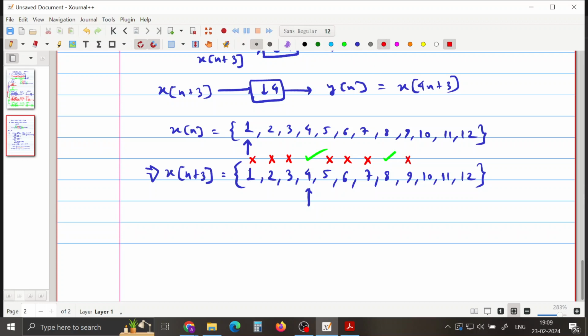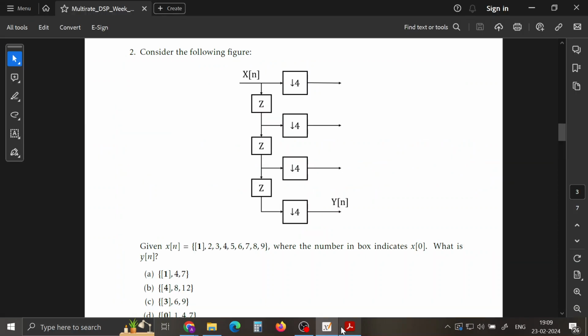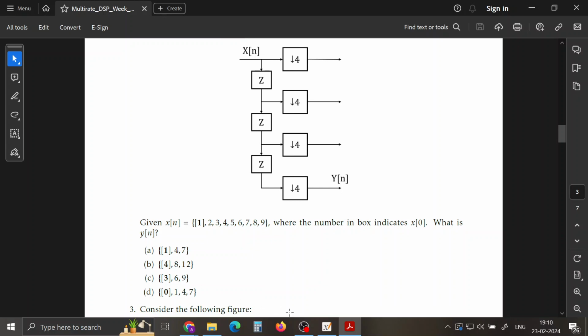Similarly, these 3 get discarded, and this is chosen. So what are we getting at y of n at the output? So y of n is 4, 8, and 12. Okay, this is 8, 4, 8, and 12. So the answer is option B.